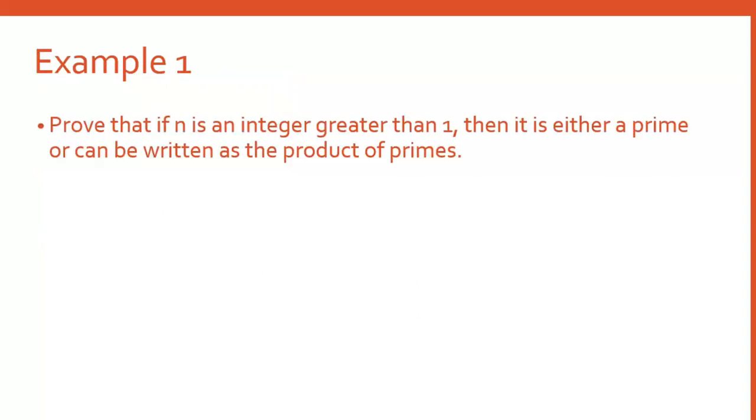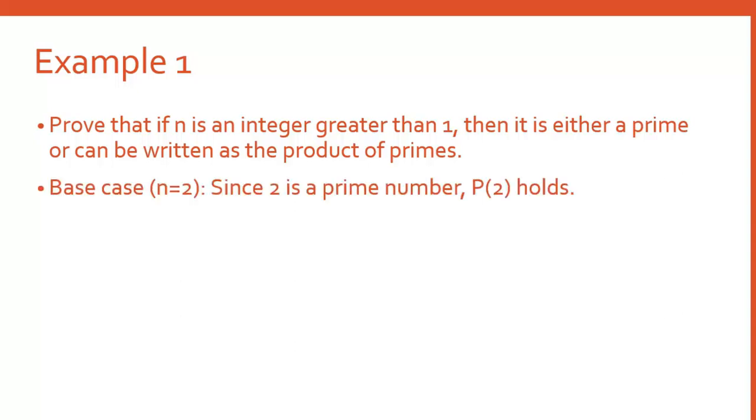In this example, we have to show that if n is any integer greater than 1, then either it is a prime number or it can be written as a product of primes. So we will check it for n equal to 2. We know that 2 is a prime number, so P of 2 holds.